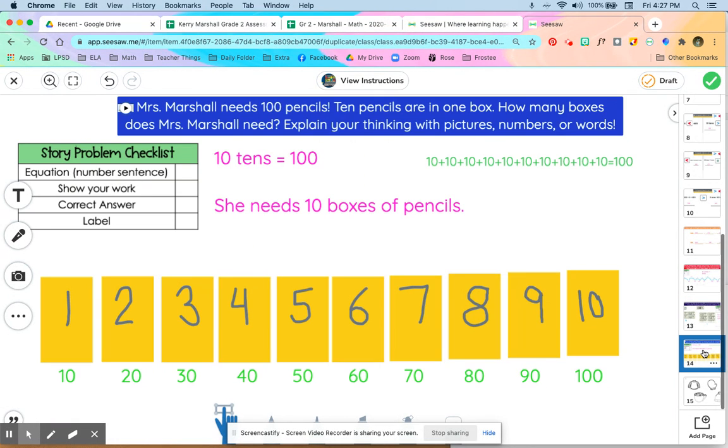On the last one, it was saying that I had pencils and there was 10 in each box. How many do I need? Explain your thinking. The equation for this was just 10 plus 10 plus 10 plus 10, etc. So some of them didn't write this equation.